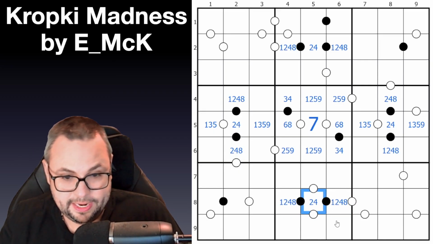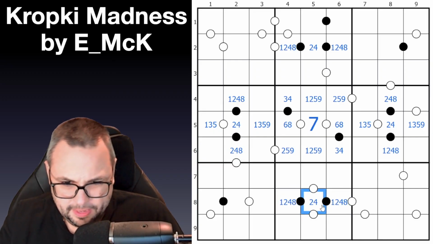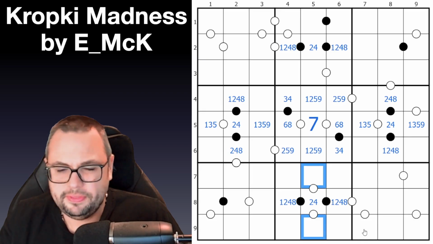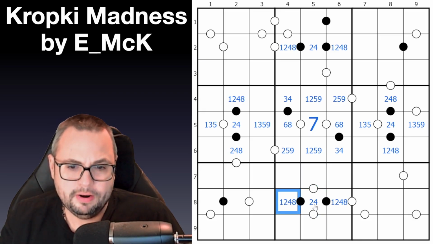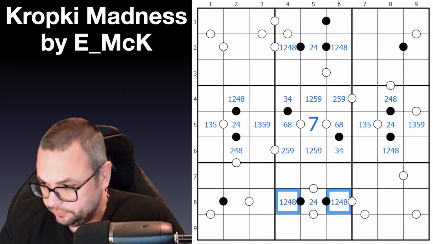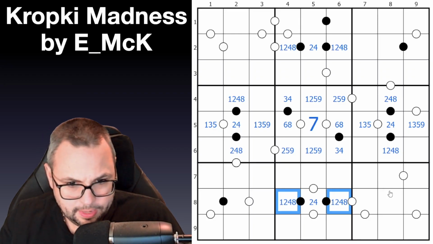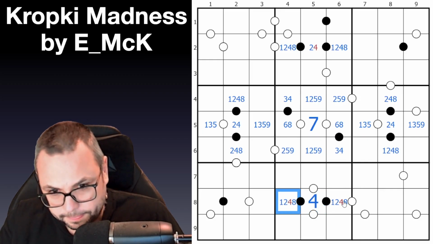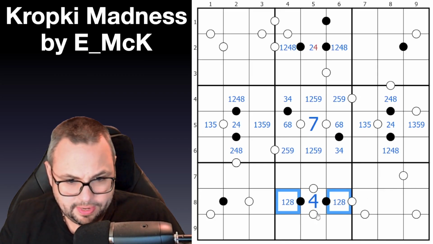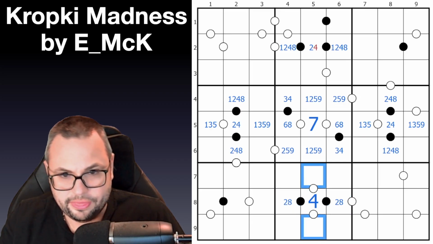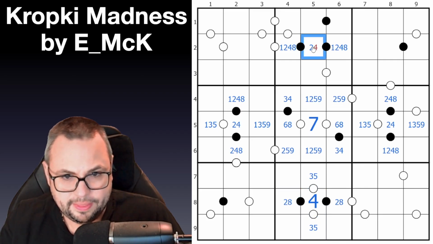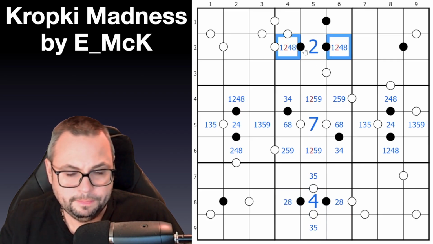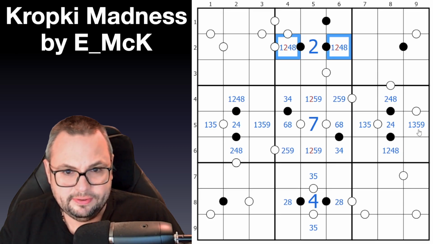This digit can't be a 2. Because if this digit is a 2, then one of these is a 1. But one of these is also a 1, and that's too many 1s to put in the box. So we should not do that. So instead, this is not a 2, it's a 4. Which means that these are a 2, 8, and these are a 3, 5. That looks up and makes that a 2, which makes these a 1, 4.